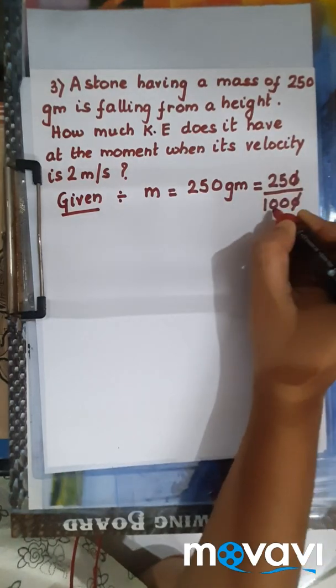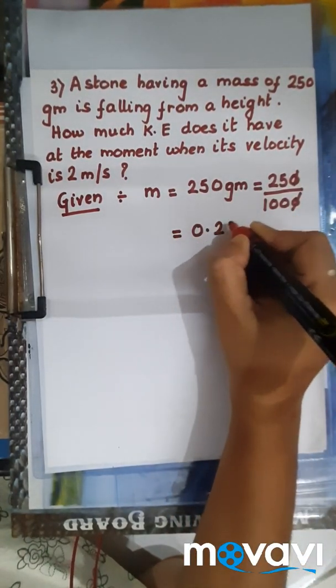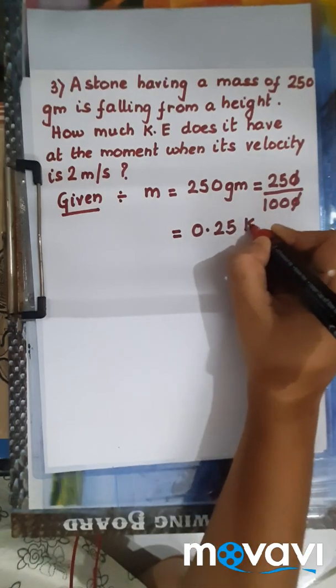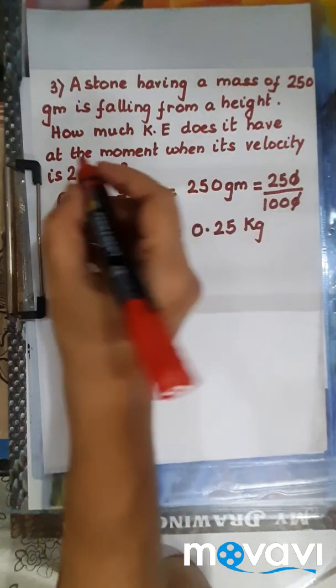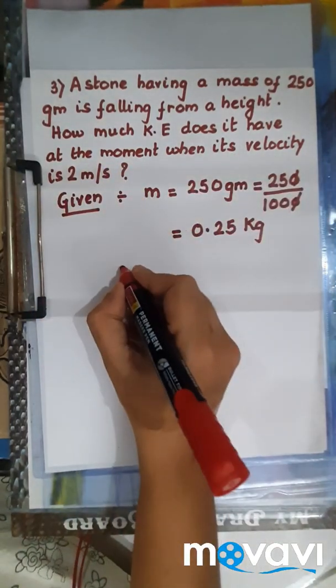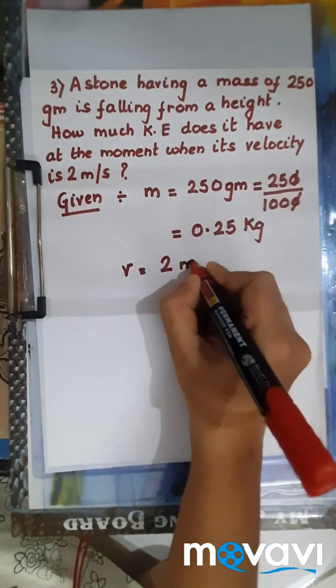Cancel these zeros, 2 places. So that's equal to 0.25 kg. Right? I can write 25 upon 100 also. It becomes easier to cancel. Velocity here is 2 meter per second.